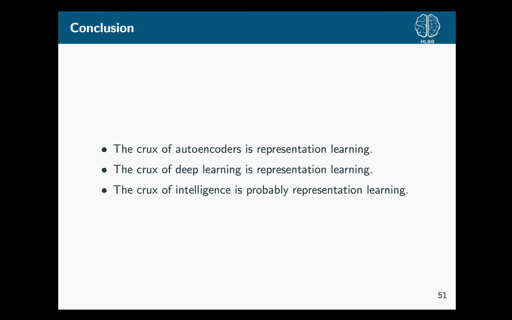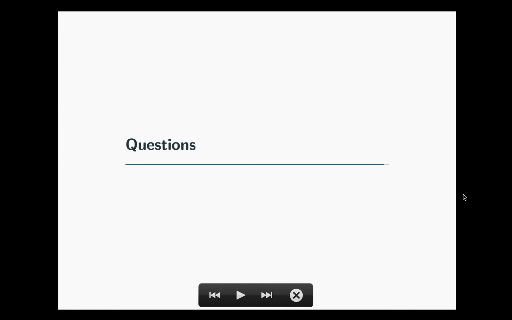And so in the future, I think much of the advances in deep learning will come from how we choose to do representation learning. That's it. Any questions? All right. Thanks, guys.